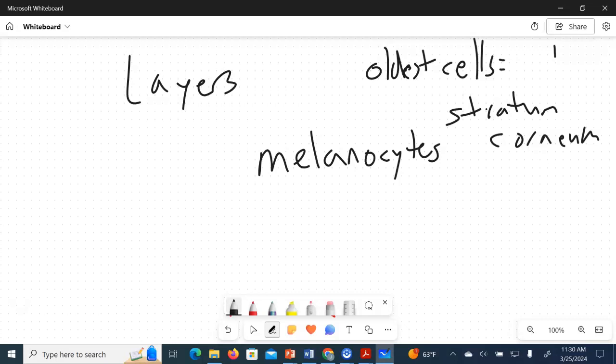The other functions of the skin in terms of overall maintenance of homeostasis, right? It's there for protection, it's a barrier, insulation, that sort of thing. And really, like I said, focus on the big picture.